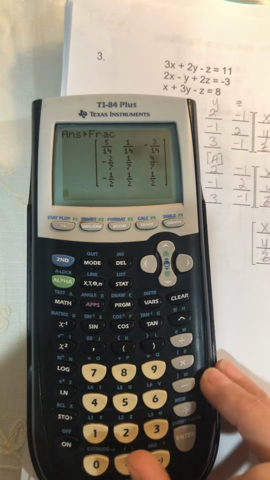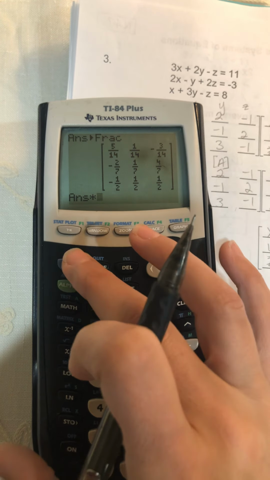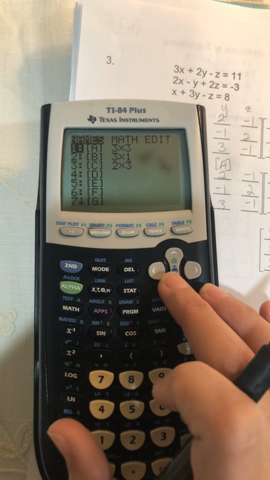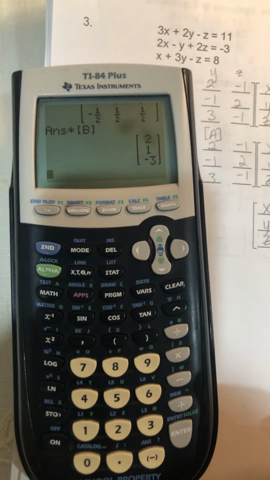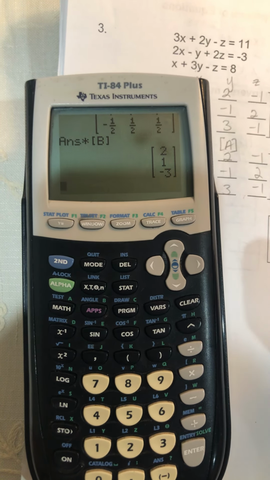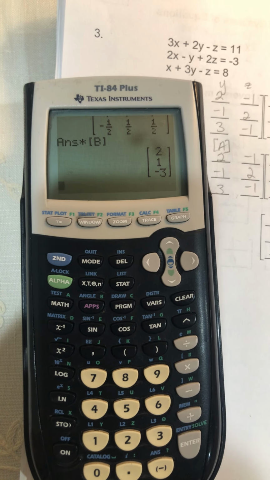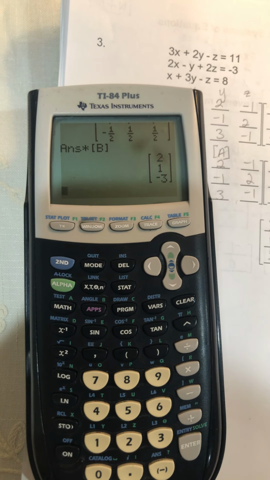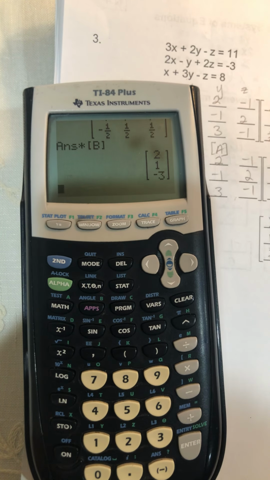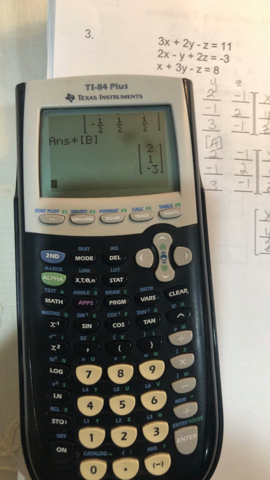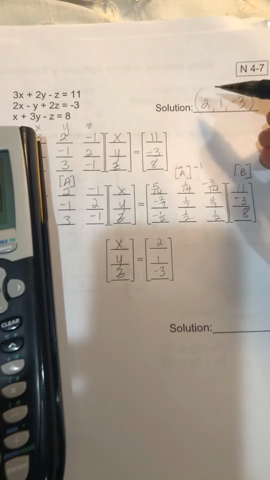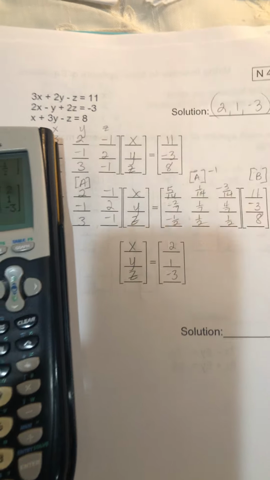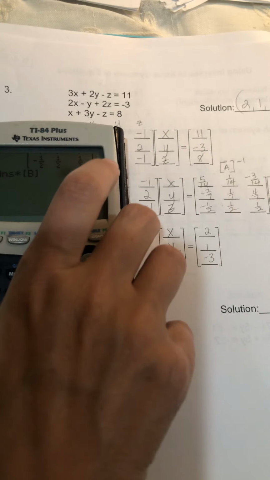And now you can take that answer and hit times. And you're going to go to second matrix. And you're going to choose B, matrix B. Enter. So that's your answer. You get 2, 1, and -3. Okay. So your solution is going to be 2, 1, -3. Okay. So X is 2, Y is 1, and Z is -3. That's your answer. All right.